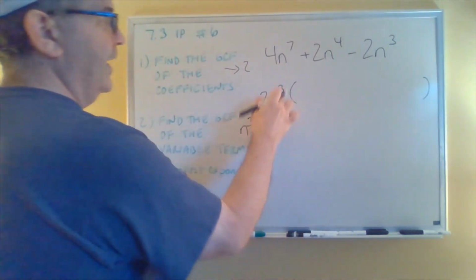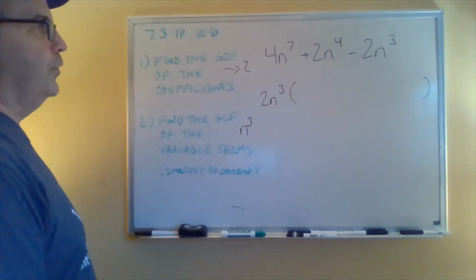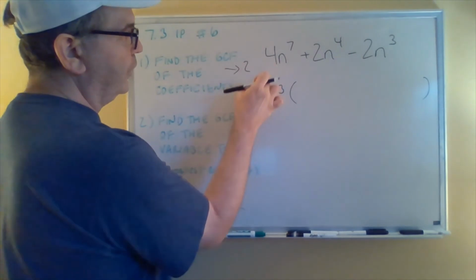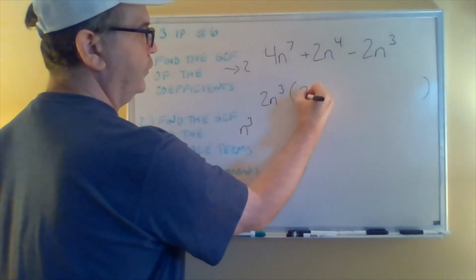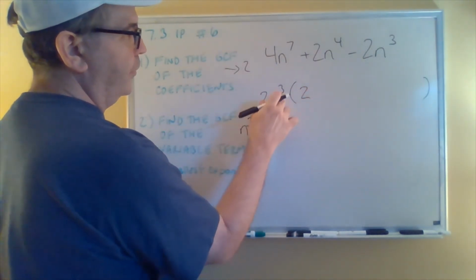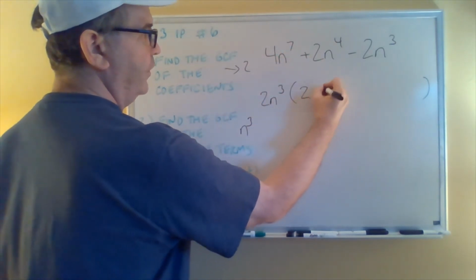Now we're going to divide that into each one of these 3 terms. So we'll start with the first term, the coefficient. 4 divided by 2 is 2. And when I take n to the 3rd out of n to the 7th, I am left with n to the 4th.